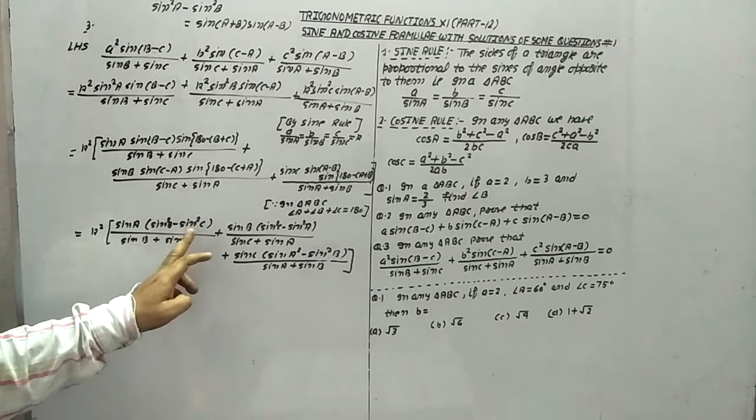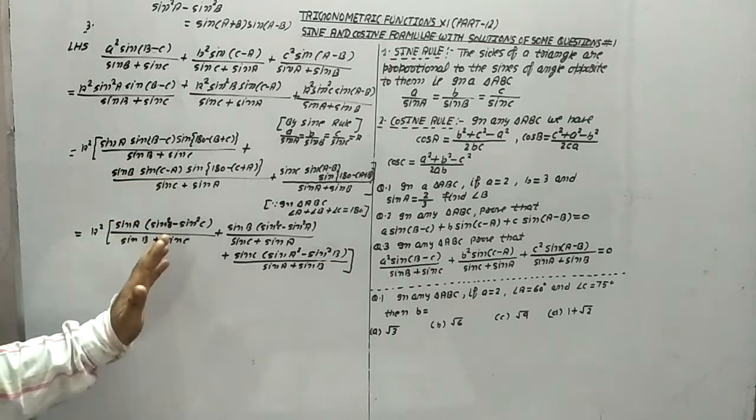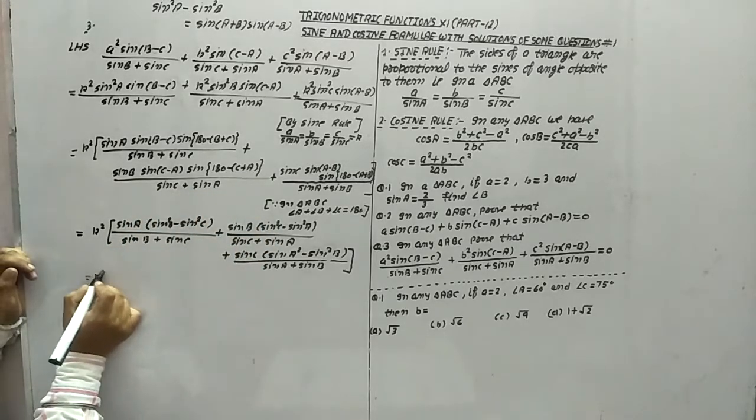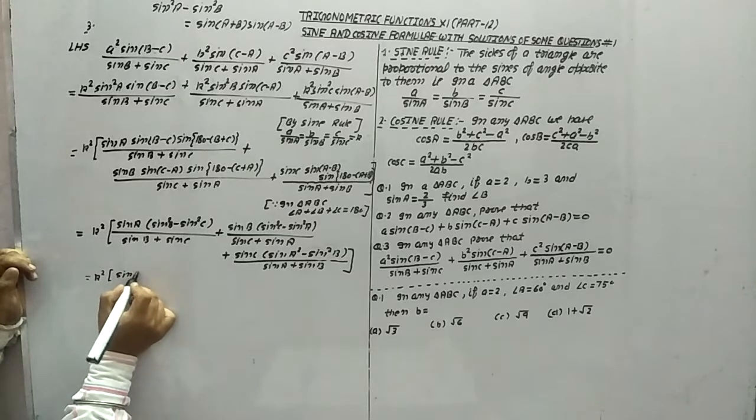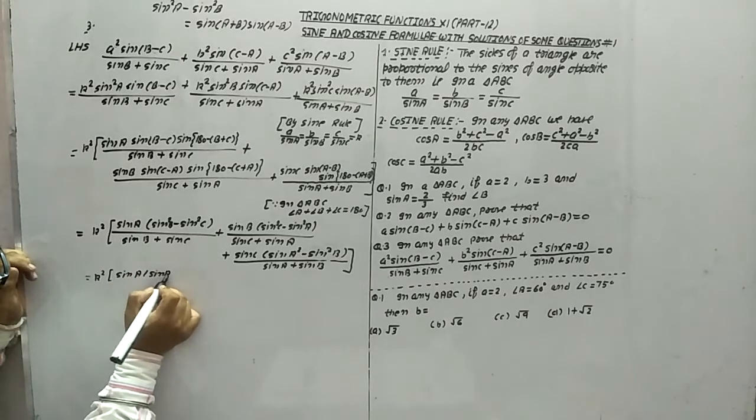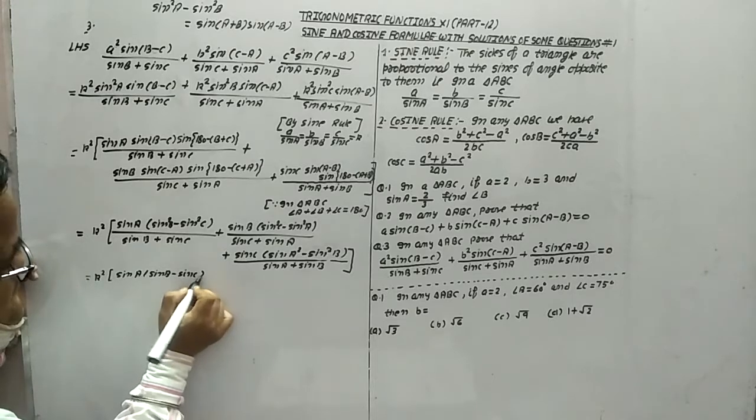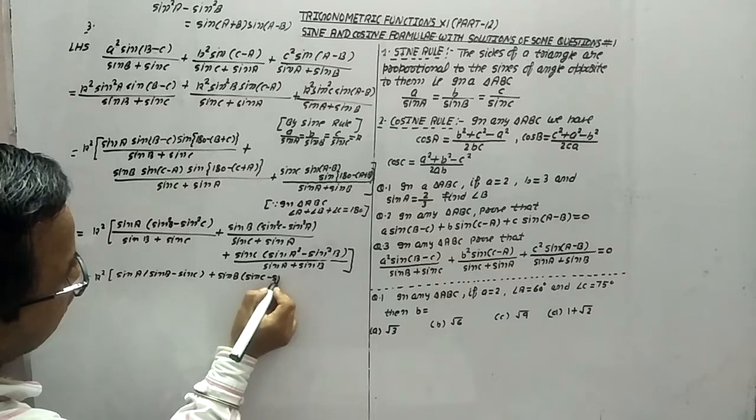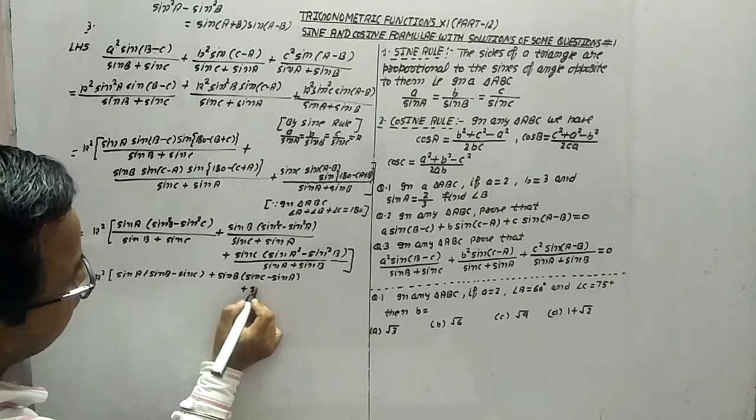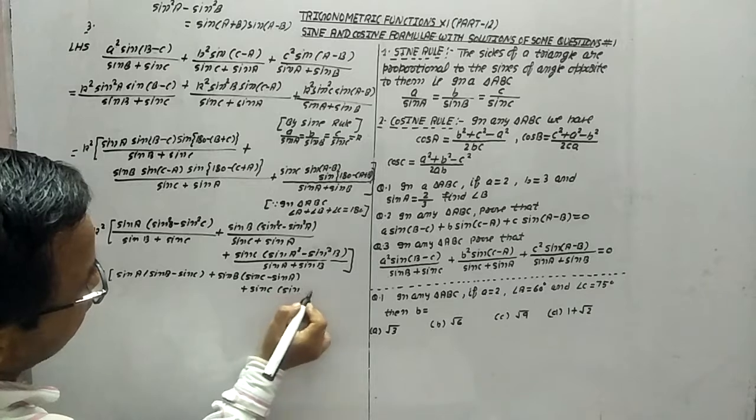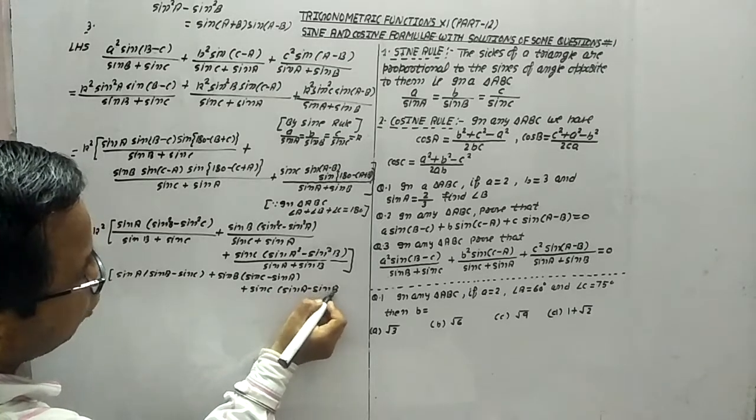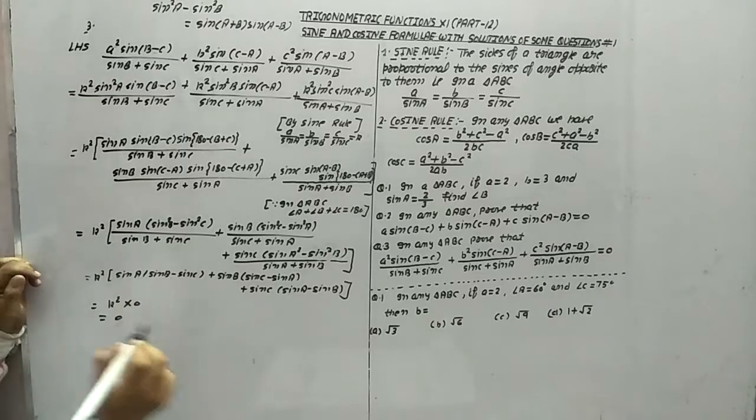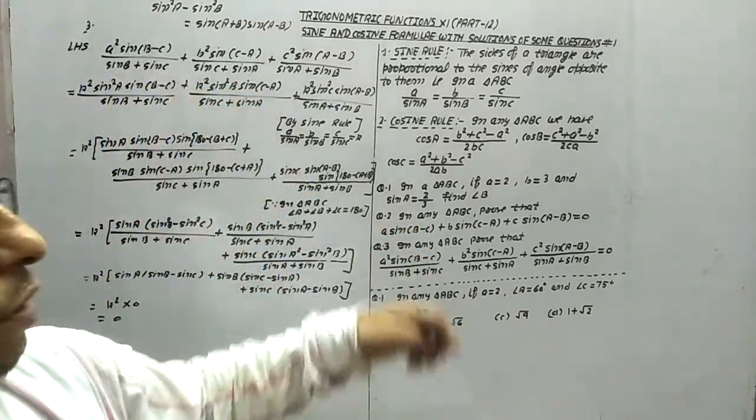Now a square minus b square, sin B minus sin C, sin B plus sin C. The denominator terms will cancel out each part. So what will be left? K square, sin A, sin B minus sin C, plus sin B, sin C minus sin A, plus sin C, sin A minus sin B. Once we do the multiplication, it will cancel out. It means K square into 0, what will come? 0. So this is the way to do this type of questions.